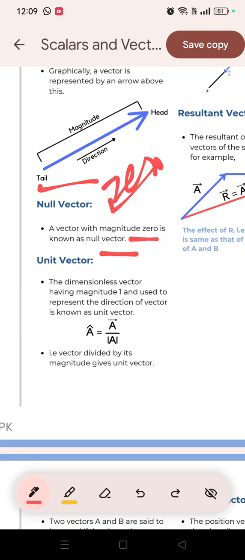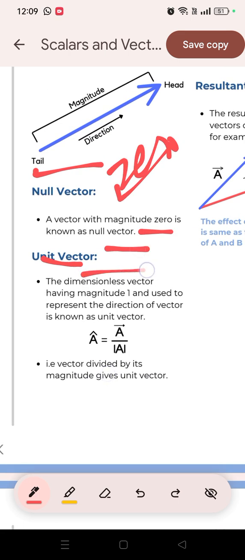Then we have another vector which is called a unit vector. A unit vector is simply defined as a vector which has direction and whose magnitude is unity. The dimensionless vector which has magnitude 1, unity simply means 1. So they have the direction but their magnitude is 1, or they only have the specific direction.